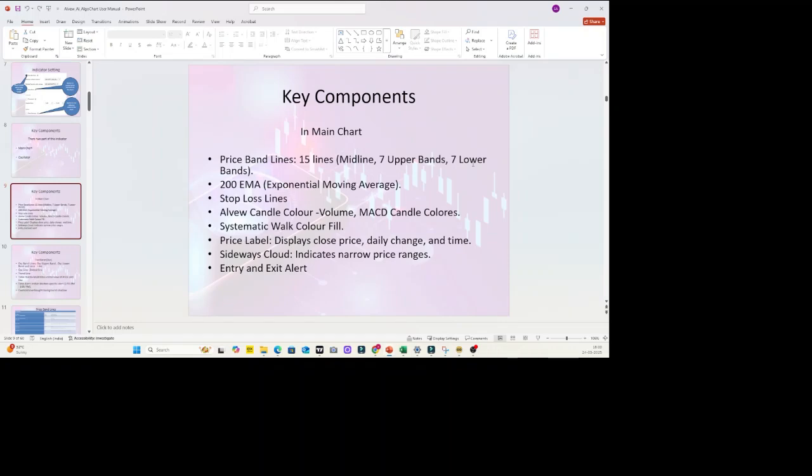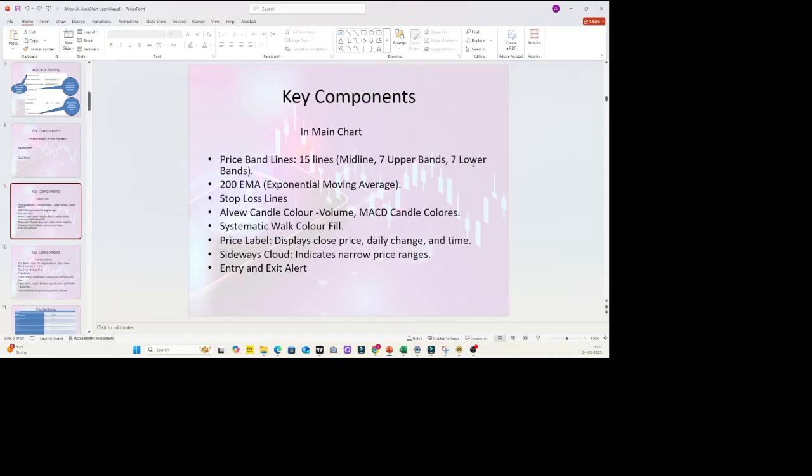When price level is activated, it displays the close price, the daily change of price from the previous day, and the time. The sideways cloud indicates a narrow price range, where a kind of cloud will appear on the chart. If the price is within this cloud, you can understand that the price is not going to move further until the cloud disappears. And then we will also see where the entry and exit alerts are.